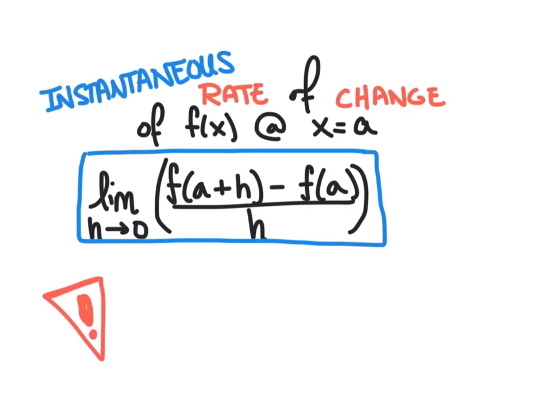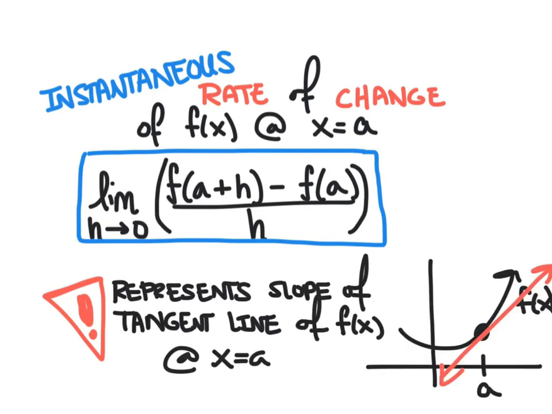And so here's the formula for instantaneous rate of change of a function f of x at x equals a. All I've done is taken the formula for the slope of the secant line, and we're going to take a limit as h goes to 0. That's essentially moving that point down on f of x until you get to the point x equals a. And this gets us the slope of the tangent line. So I want to make a note here that this represents the slope of the tangent line. And that is what I've drawn here.